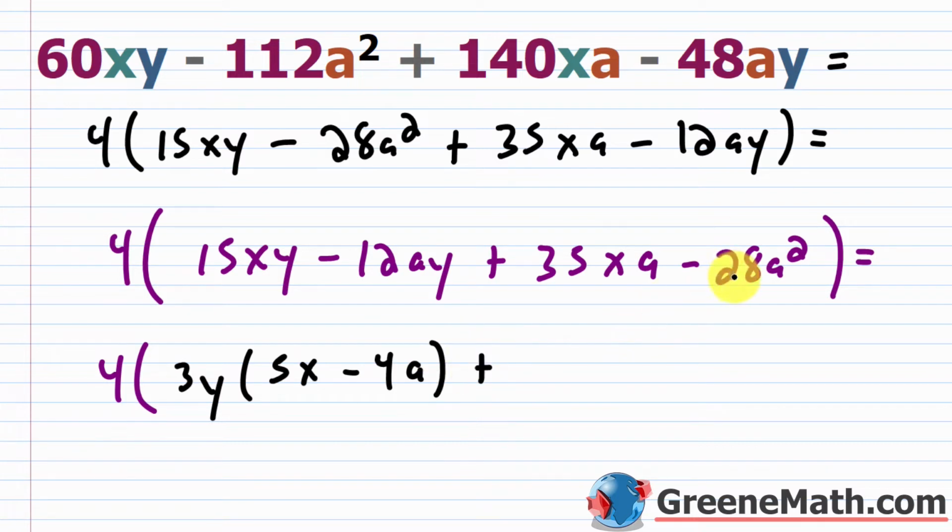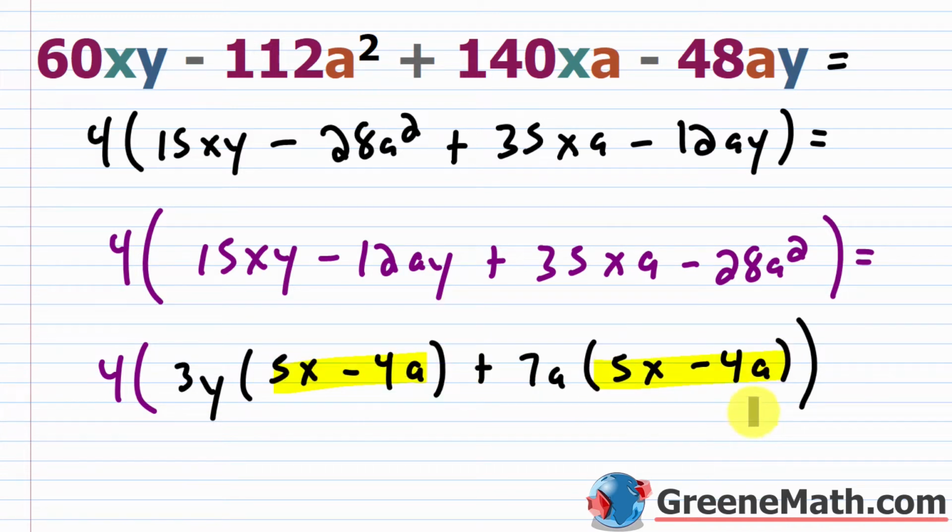What can I pull out here? It looks like a 7a. So let's go 7a, then times this quantity inside: 35 divided by 7 is 5. xa over a is just going to be x. Then minus 28 divided by 7 is 4. A squared divided by a is a. So you can see that we do have a common binomial factor now of 5x minus 4a. Okay, so that can be pulled out now.